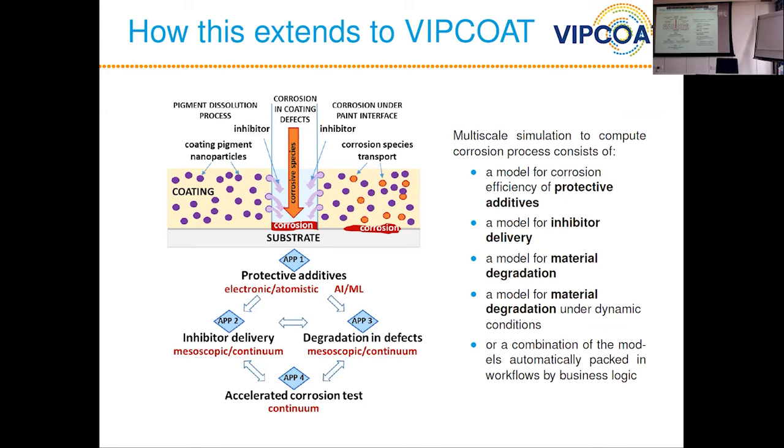with the development of MoDeNa. So how do we want to extend this to the WIPCode project? This is the situation. You have a substrate, you have your anti-corrosion coating on top of it, and you have a defect on this coating. Basically what you see here is how the inhibitors that are contained in the coating leach out of the coating itself, and how these inhibitors will be used to help protect the substrate at the defect. So this is what we have to simulate.